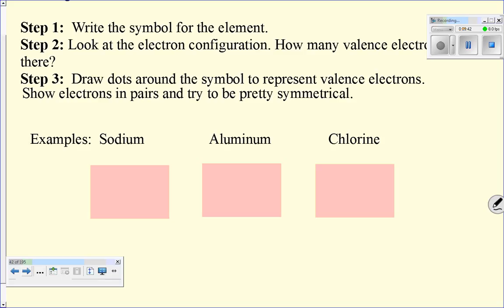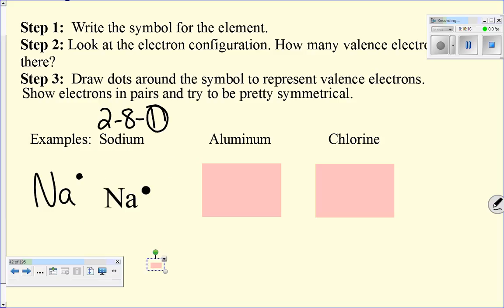So the first one we're going to do is sodium. You're going to start by writing sodium's symbol, which is Na, not S, and you're going to find Na on the periodic table. If you look at sodium's configuration, it's 2, 8, 1. Sodium has 1 valence electron, and that's the only electron that we actually care about in a Lewis dot structure. Boom, we're done. So I'll show you my nice little typed pre-made sodium. There it is.